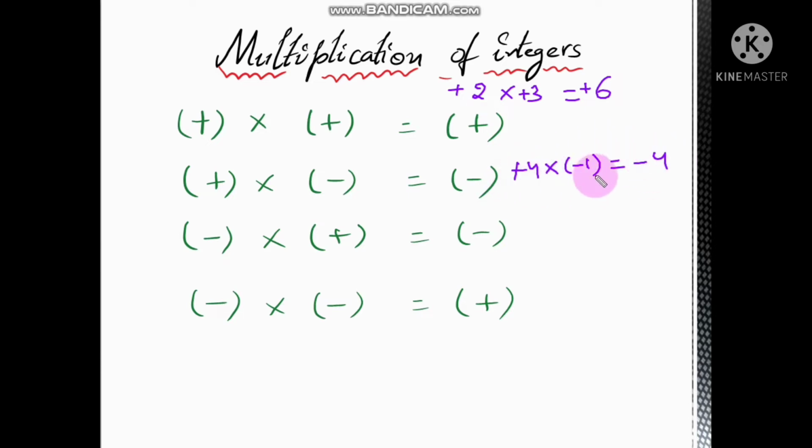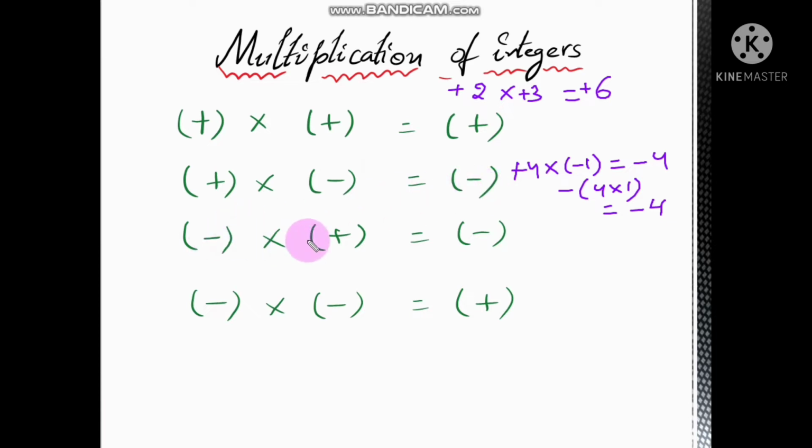So here what we have to do? Take the minus symbol out and multiply 4 into 1. So we get minus 4. So the resultant is a negative number. So positive multiplied by negative, answer is always negative.